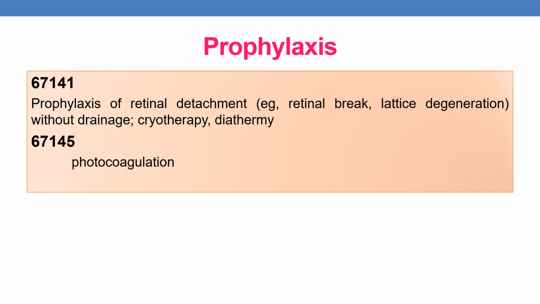Coming to the next section, that is prophylaxis. The first CPT is 67141, prophylaxis of retinal detachment, for example retinal break, lattice degeneration without drainage, cryotherapy or diathermy. If it is done by photocoagulation, that is prophylaxis of retinal detachment by photocoagulation, it can be coded with 67145.